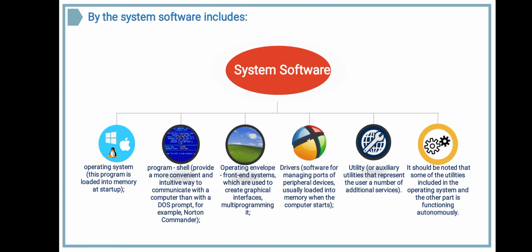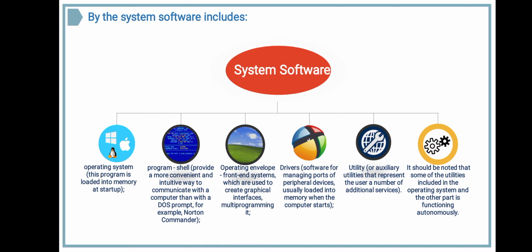System software includes the operating system. This is a program loaded into memory at startup. It means Windows, Macintosh, Linux, and others. The second is the shell, which provides a more convenient and intuitive way to communicate with a computer than the DOS prompt. For example, Norton Commander.